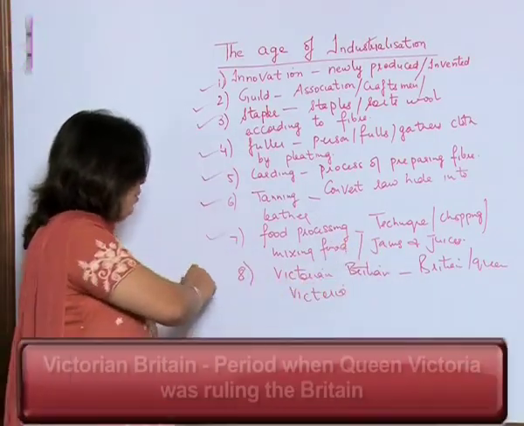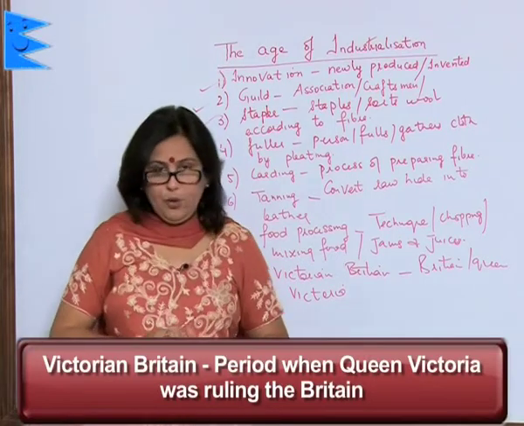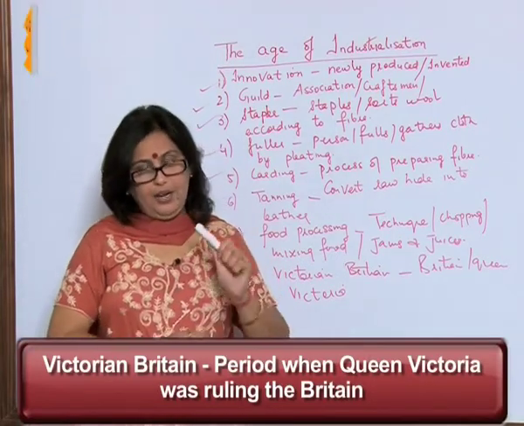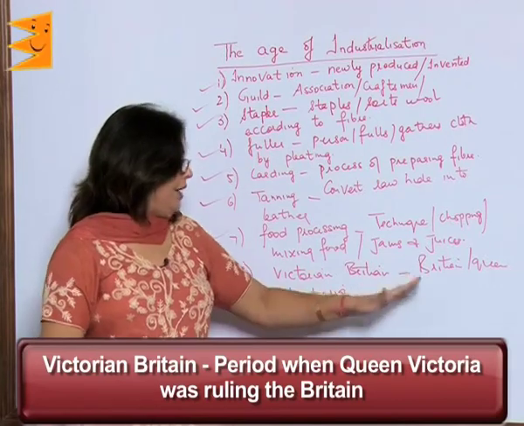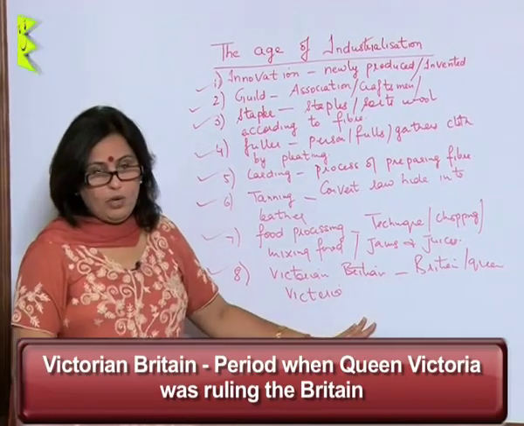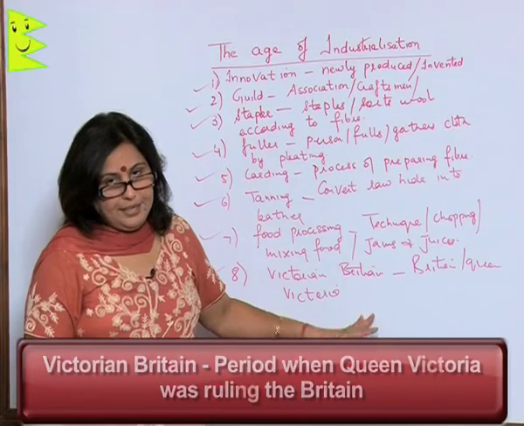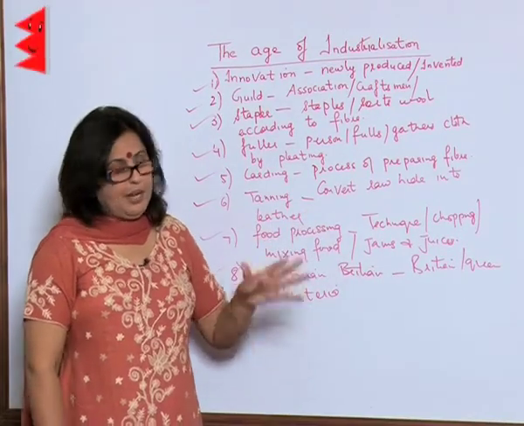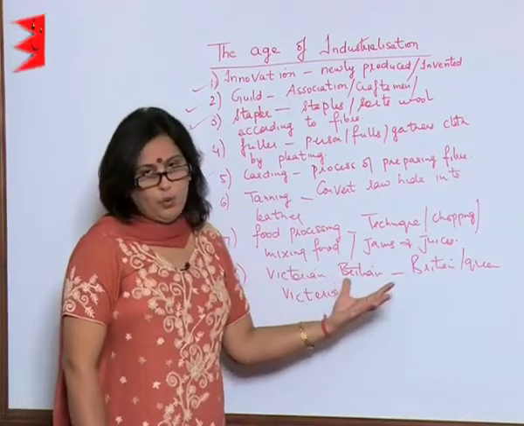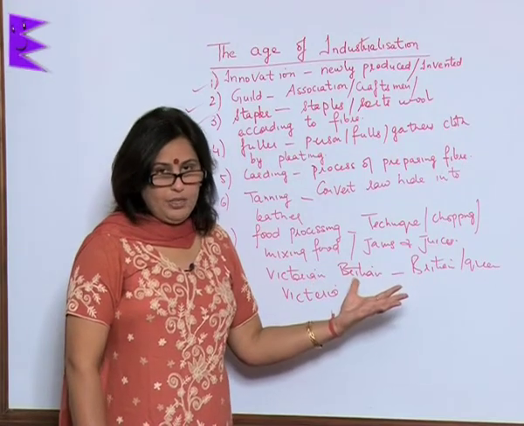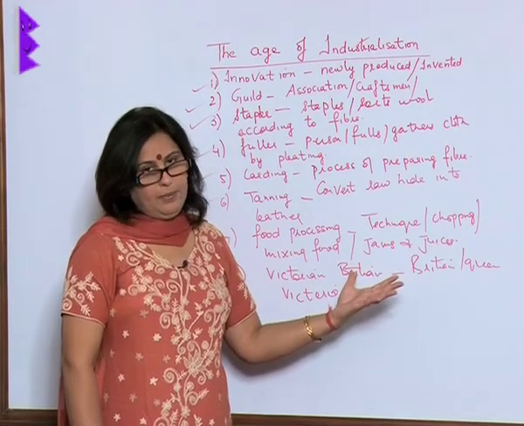Next is Victorian Britain. Now, Victorian Britain is that period of Britain when Queen Victoria was the reigning queen. That is, when she was ruling Britain, that period is called as Victorian Britain. We continue with the new terms in the next clipping.